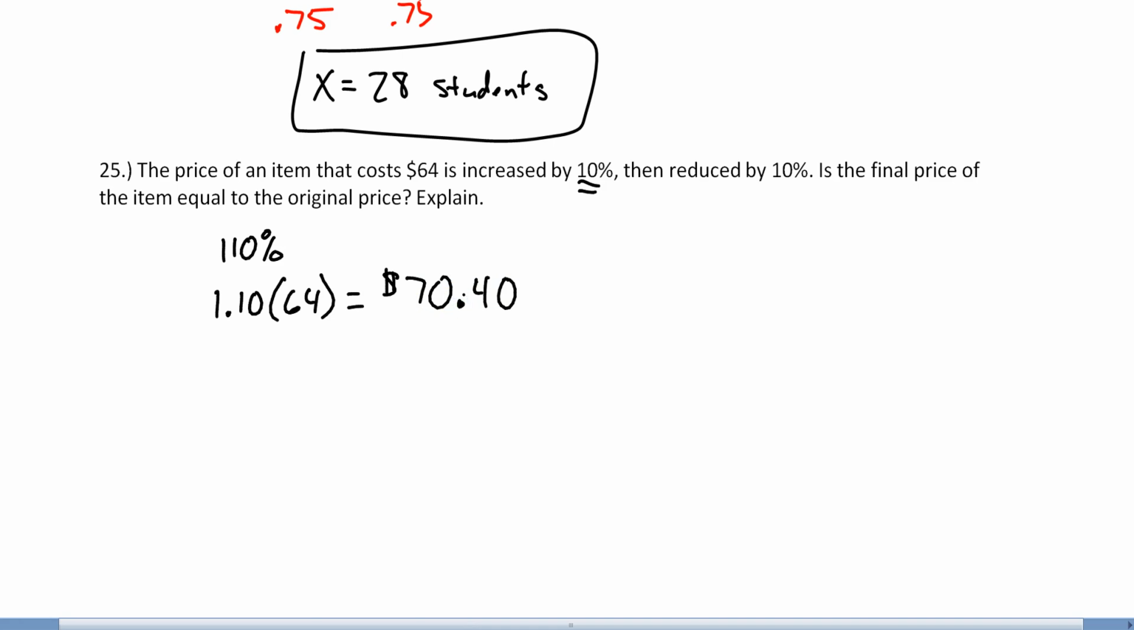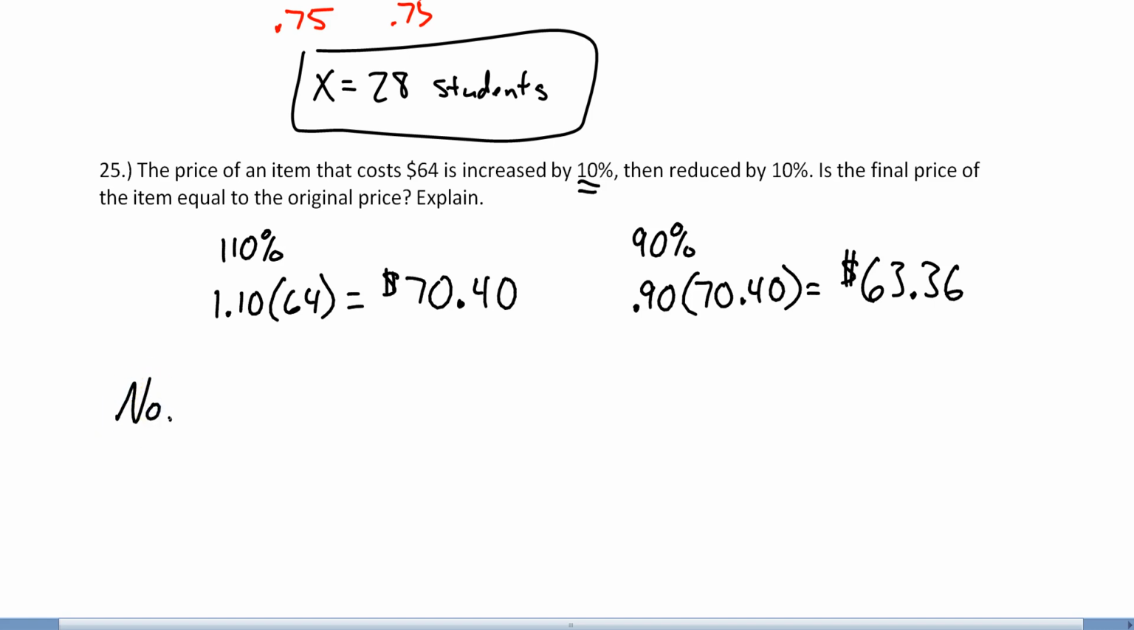But now I'm going to take that new price and do a 10% off kind of discount. All right, so if now this guy represents 100% of my value, I'm now going to pay 90% of that. That's what would be represented by a 10% discount. So I'm going to do 0.90 times my price, which is the $70.40. And when I plug that into my calculator, I end up with $63.36. And so the obvious answer to this is no, the prices are not the same.